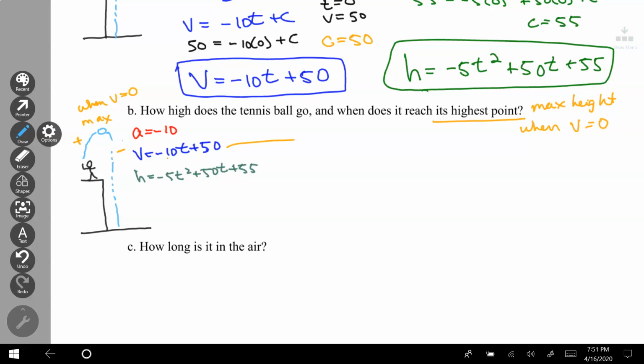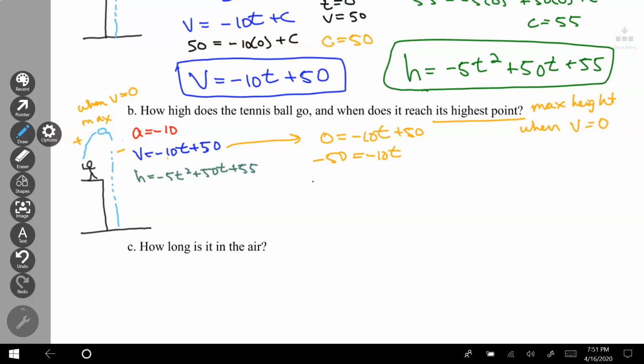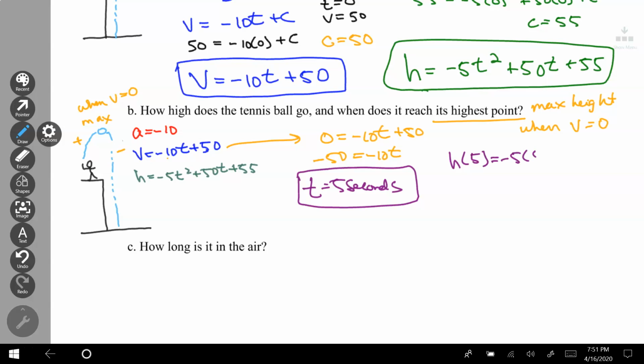So I'm going to take my velocity equation, set it equal to 0. And I get for my time t equals 5 seconds, that is the time that the ball is at its maximum. So I'm going to use that in the h equation and say h of 5 seconds is equal to -5 times 5 squared plus 50 times 5 plus 55. A whole lot of 5s there.